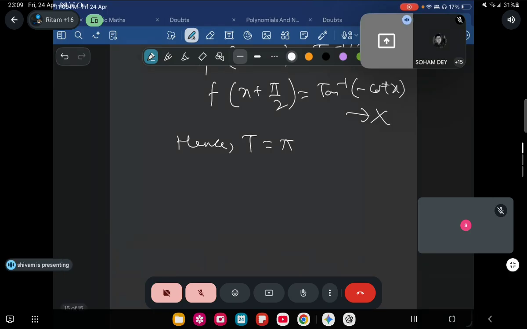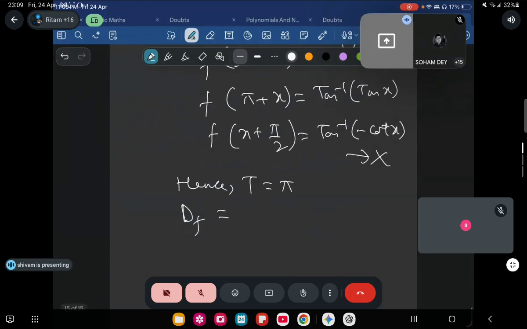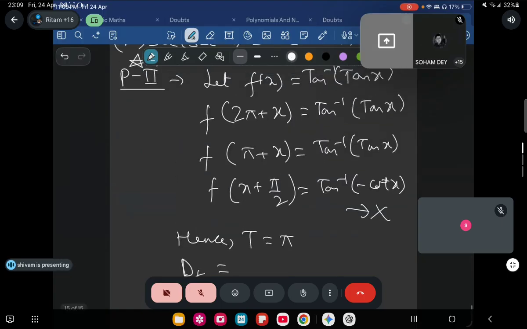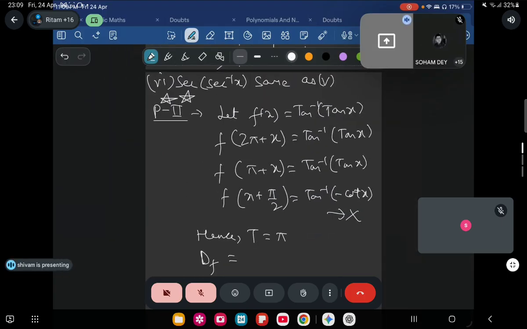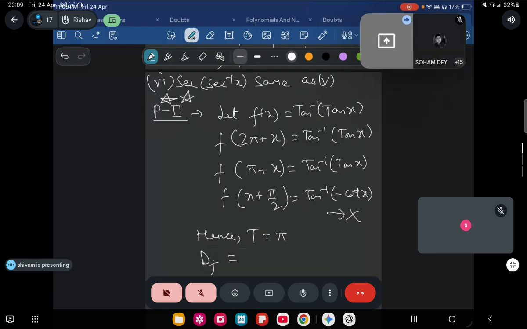Can someone tell me what is the domain of the function? What is the domain of this function, tan inverse tan of x? Raise your hand. There shouldn't be any confusion. Only one person is raising the hand. What about others? Tell me the domain of tan inverse tan of x. When will it be defined?